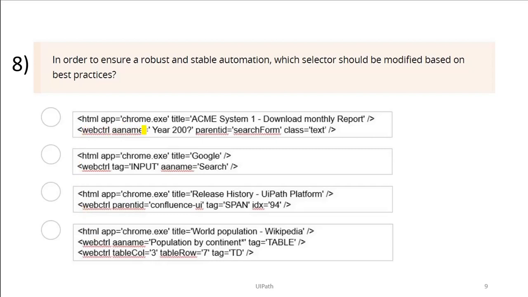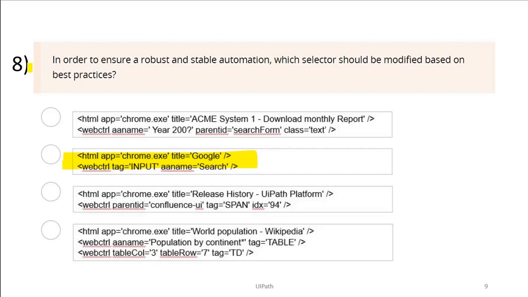Okay, this is a web control. So, no, there is no proper tag. We don't have any tag or name. Okay, maybe we can use this. The second one is the best answer. Why? Because here we have a tag name and we also have a name. In case it's going to be dynamic, we can easily modify this selector.